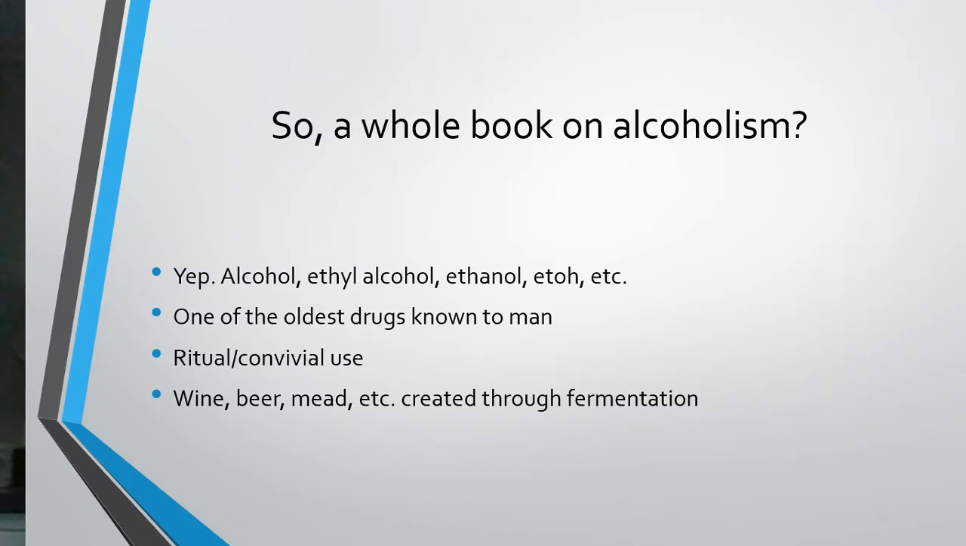A whole book on alcoholism, yep. Alcohol, ethyl alcohol, ethanol, ETOH. A rose by any other name, as Shakespeare says, smells just as sweet. There are bunches of alcohol out there. Alcohol occurs all over the place in nature, and alcohol is produced by a process called fermentation that we're going to talk about here in a little bit. But anything that will rot produces alcohol. It's produced by all kinds of plants, and vegetation, and fruit, and even animals. Roadkill. You can get roadkill alcohol, though I wouldn't recommend it.